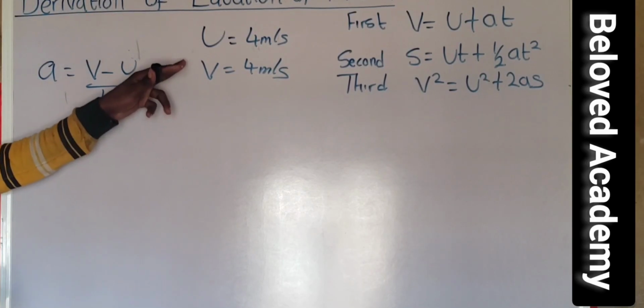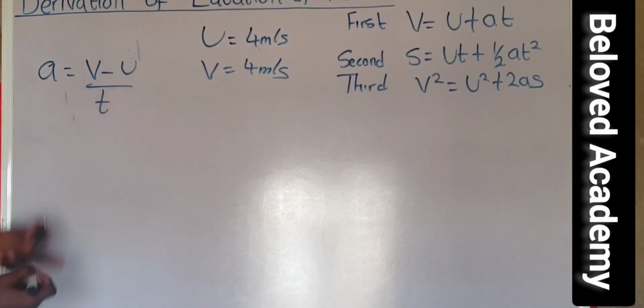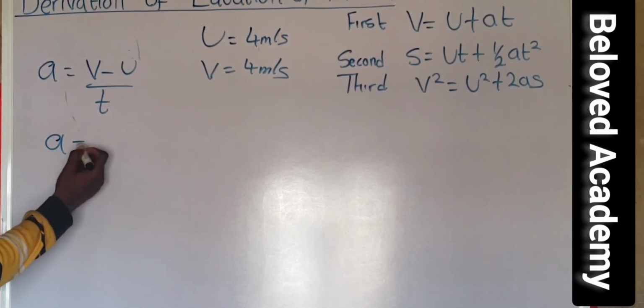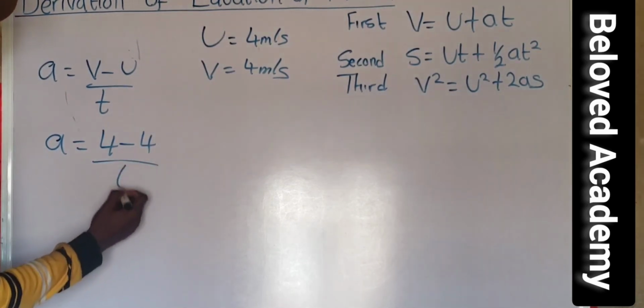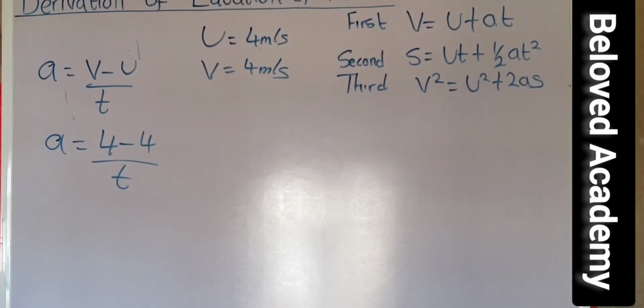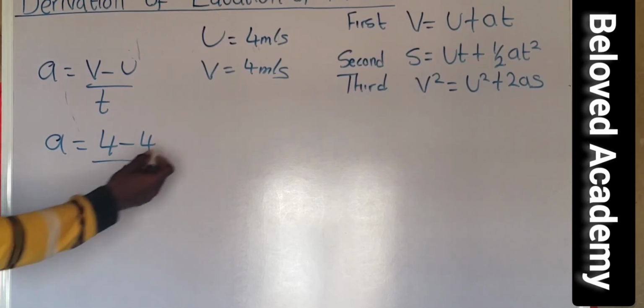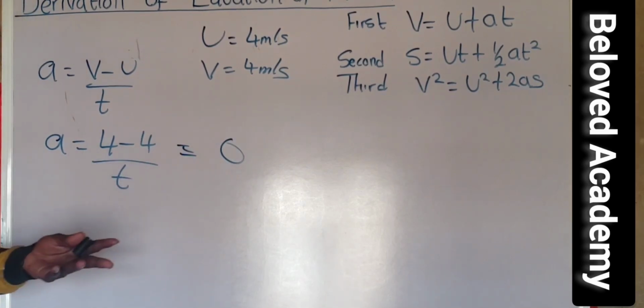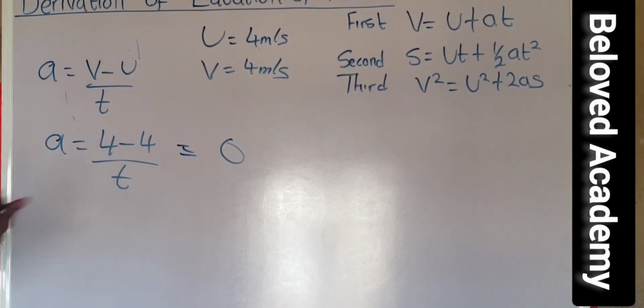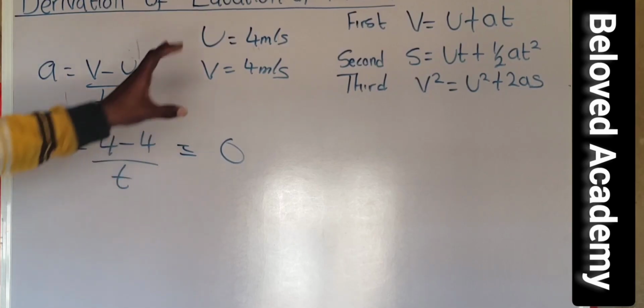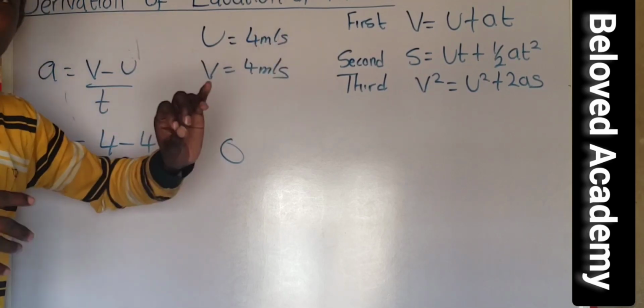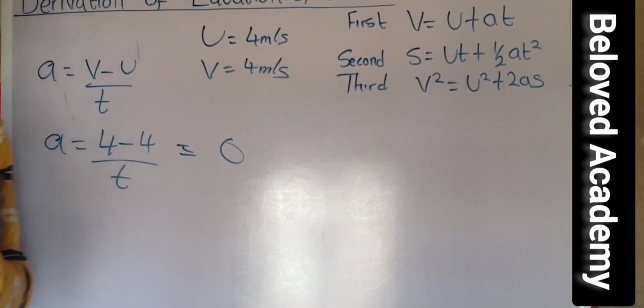Now, if we have the same initial velocity and the same final velocity, that means acceleration is equal to 4 minus 4 over t. I don't want to know what your t is. This is equal to 0, regardless of the value of t, because the numerator is what? 0. 4 minus 4 is 0. So when the velocity of an object is constant, acceleration is 0. Please note these 3 points. It's very, very important that you note this, because you are going to use it to solve questions on equations of motion. We are going to use it.